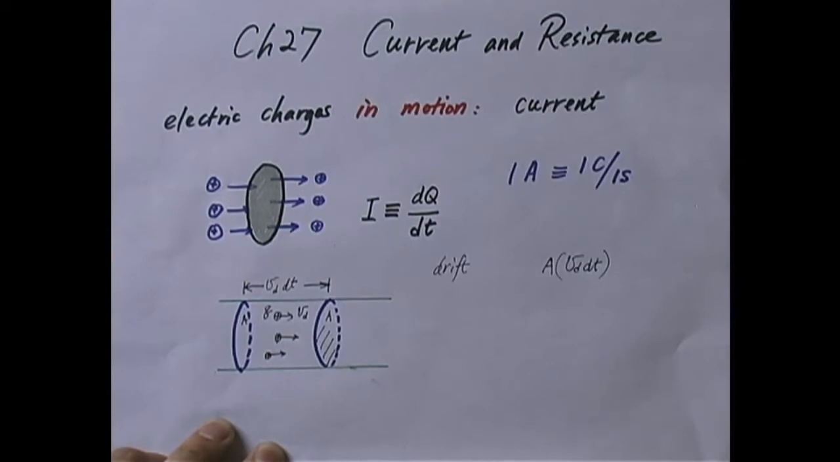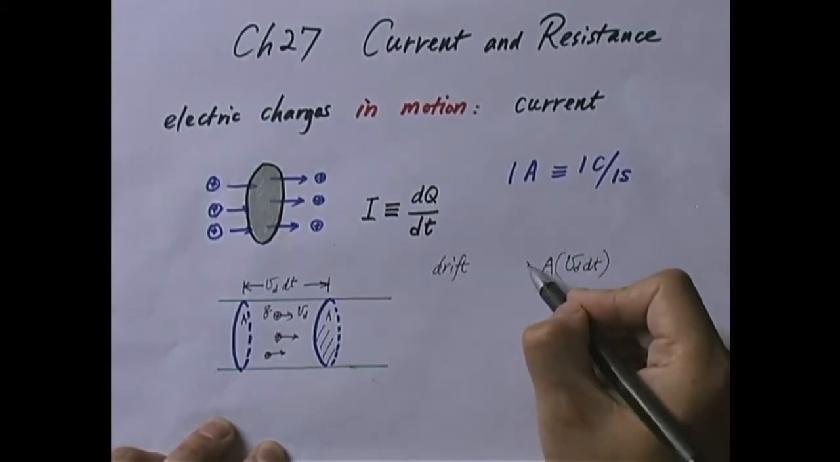Well, if we know the number of charges per unit volume, that is called the number density. Please distinguish this from charge density, because we're only counting the number per unit volume. We're not counting total charge per unit volume. Suppose that number per unit volume is n.